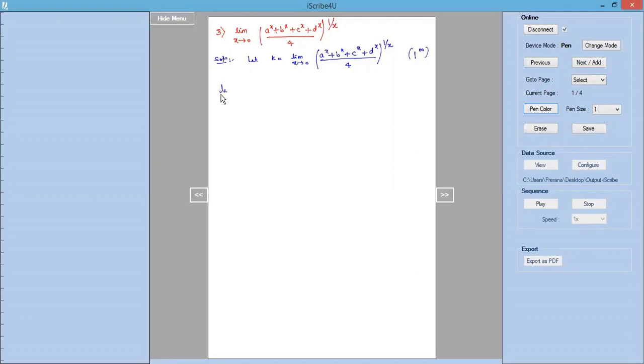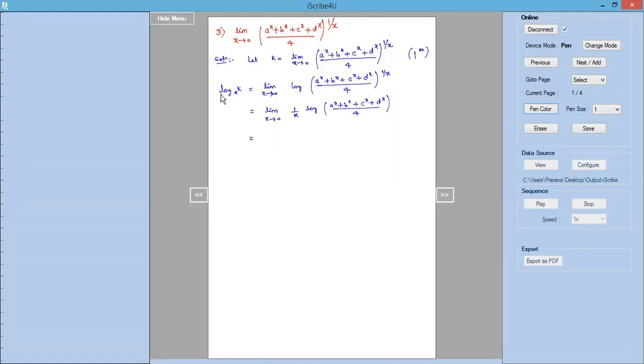So log k to the base e is equal to limit as x tends to 0, log of (a power x plus b power x plus c power x plus d power x, the whole divided by 4) and the whole power 1 by x. This is limit as x tends to 0, log m power n is n log m. So 1 by x into log of (a power x plus b power x plus c power x plus d power x) divided by 4.